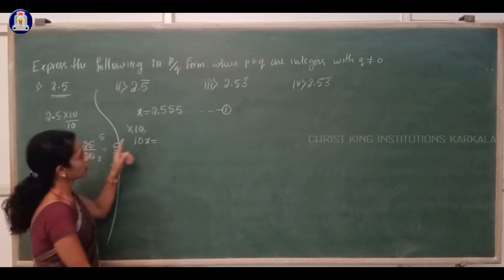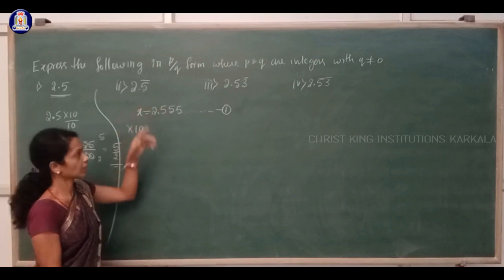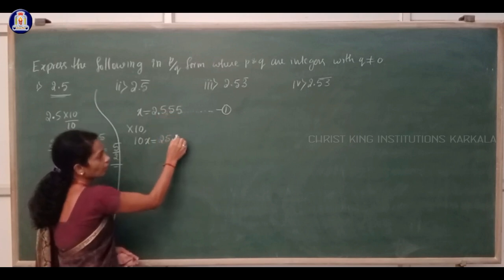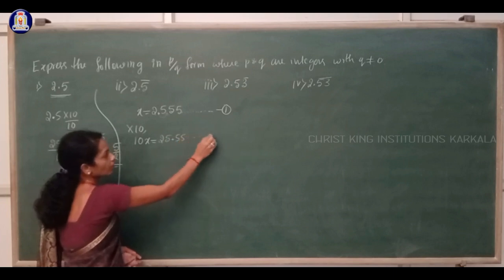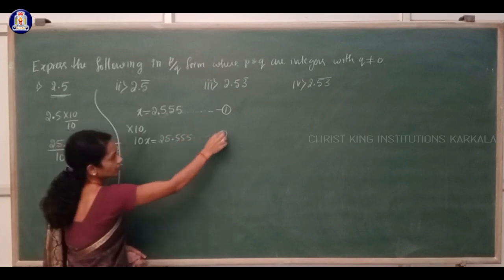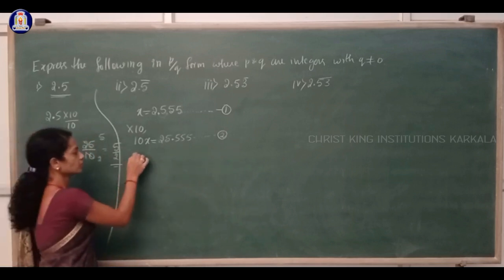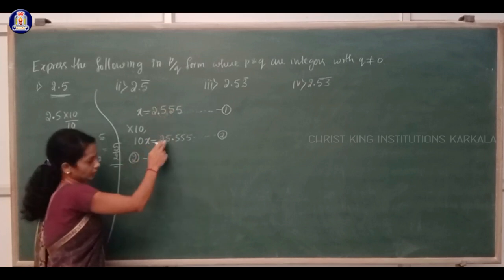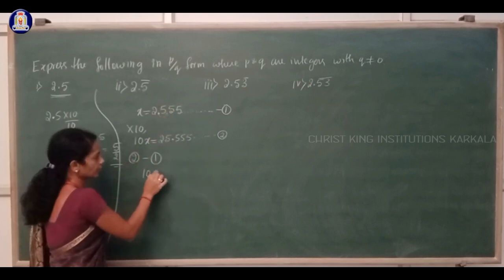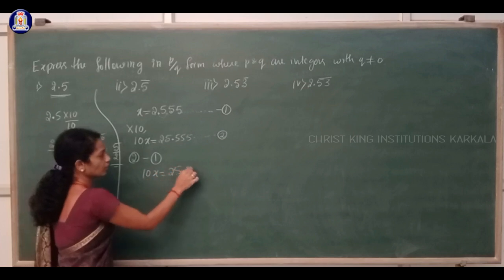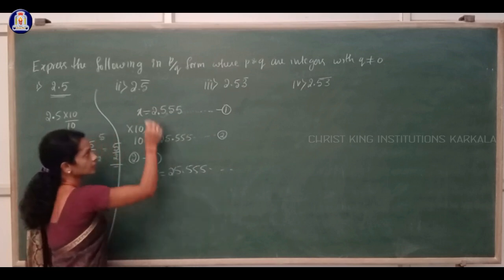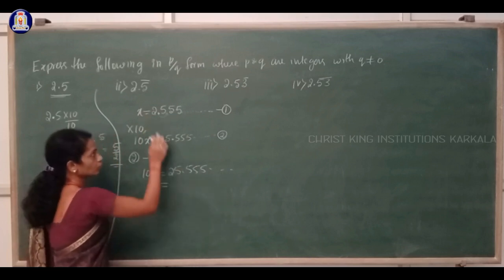Now we are multiplying this decimal number by 10. So the decimal point will be shifted one digit to the right side. So your answer will be 25 point, remaining are all 5s. Okay, and you take this as equation 2. Now you have to subtract equation 1 from 2. Okay, 2 minus 1. Write 2 first: 10x is equal to 25.555 etc. Okay, and below that write equation 1, x equal to 2.55.